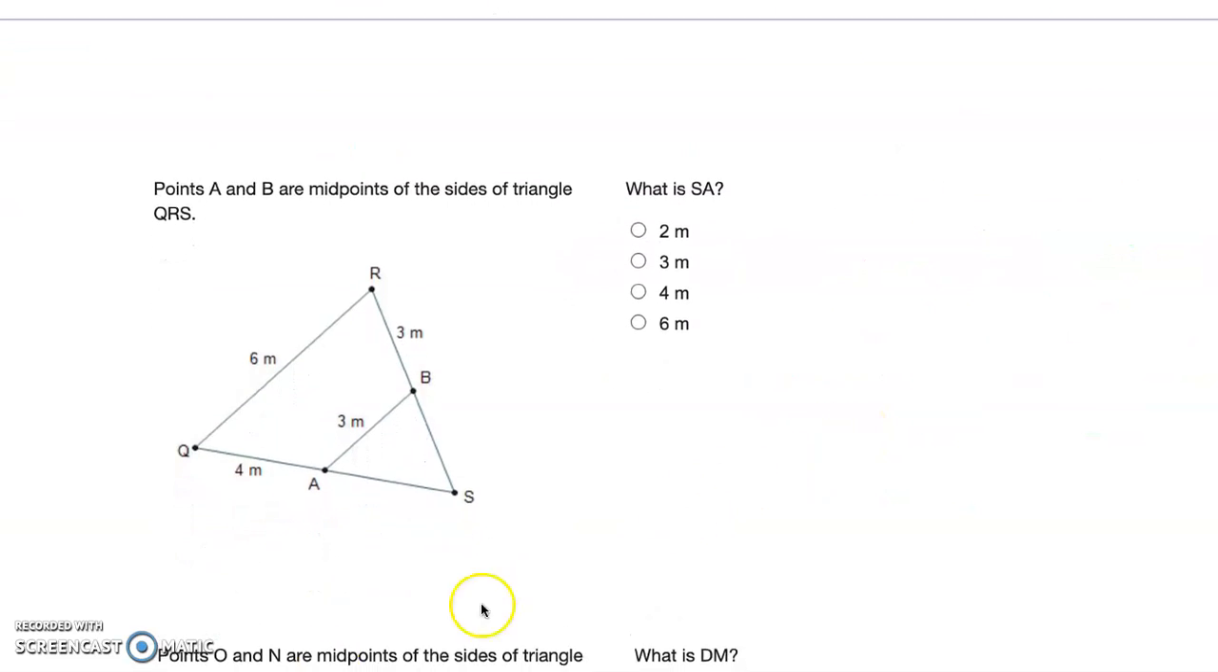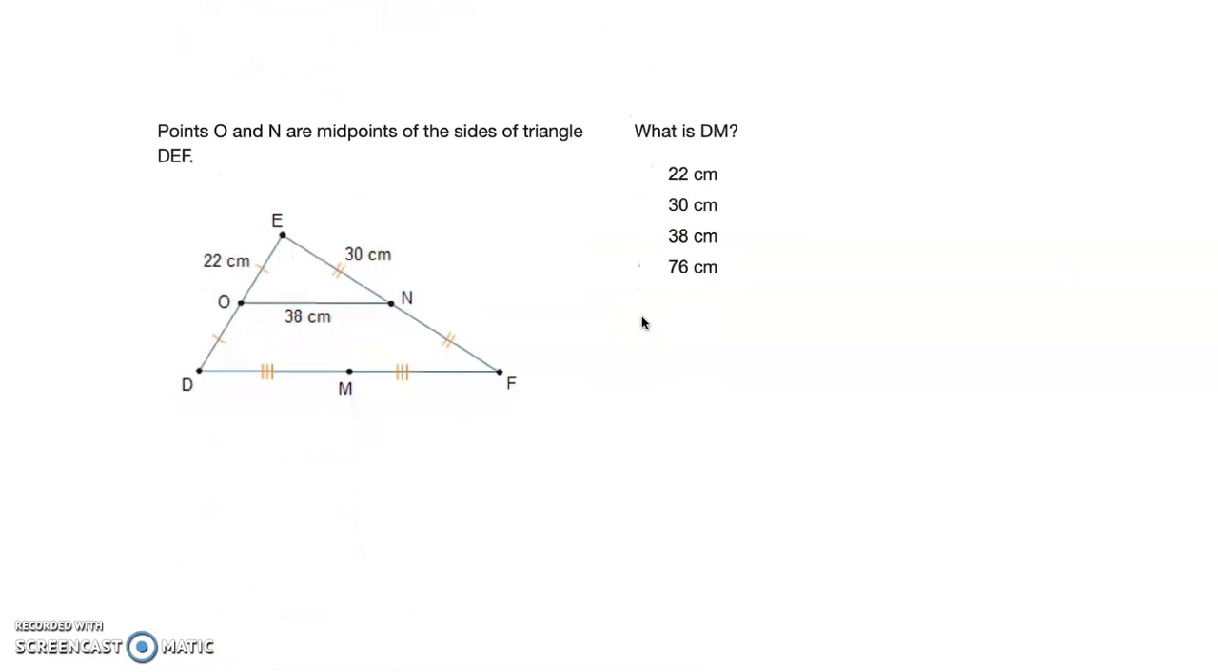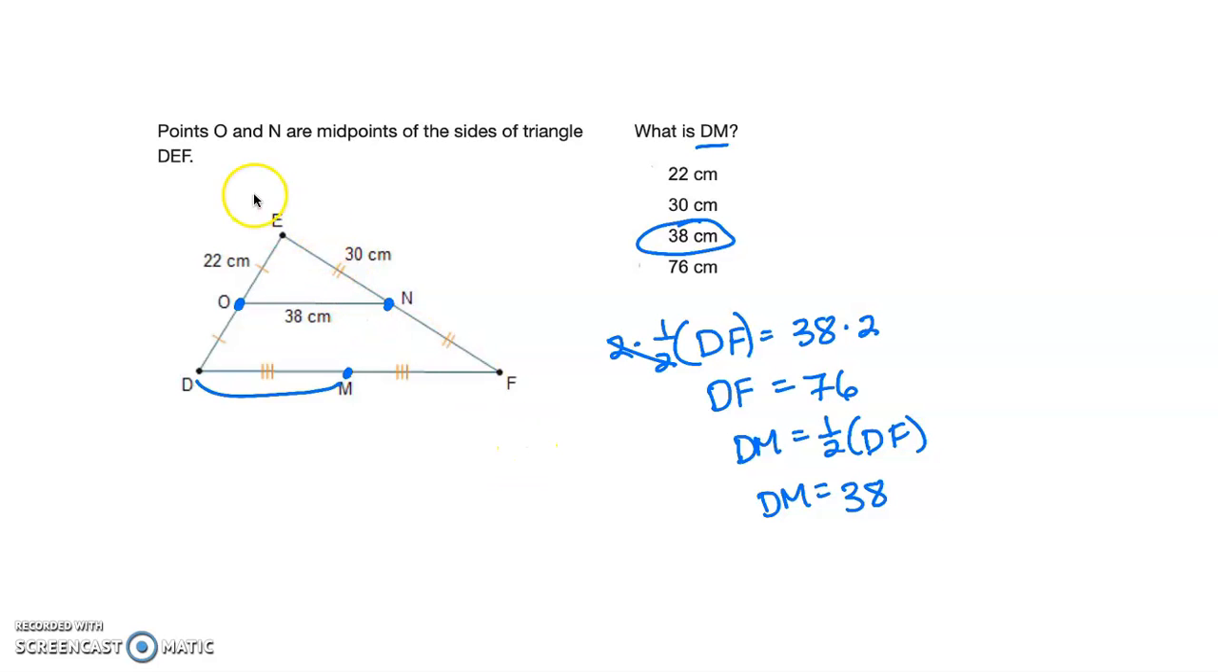Pause the video and see if you can get this one. All right, if you'll notice, it tells us that A and B are midpoints, so we know that QA is congruent to SA and so forth, so then we know that it is 4 meters. And finally, pause the video and try one last problem. Make sure you read the question carefully. It's asking what is DM.